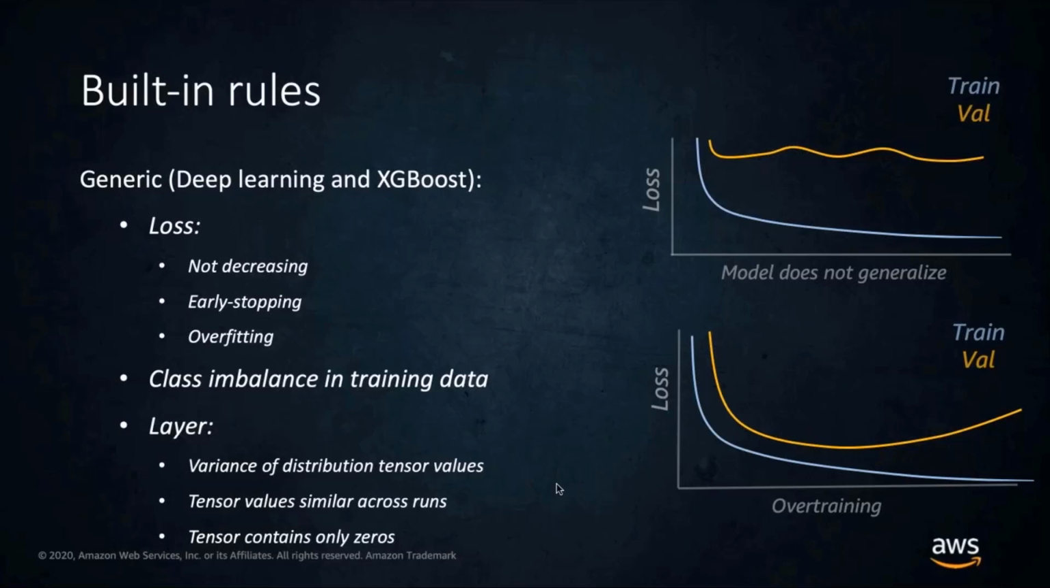We also have built-in rules that measure, for instance, class imbalance. So let's assume you're training an image classification model, and some classes in your training data set may have fewer examples than other classes, and it may happen that your model predicts the classes with a lot of examples well, but not so well the classes that have only few samples. And we have a built-in rule that can automatically measure the mispredictions of your model per class. Then we also have a built-in rule that measures, for instance, the variance of your tensor values or whether the tensors change a lot across different steps.